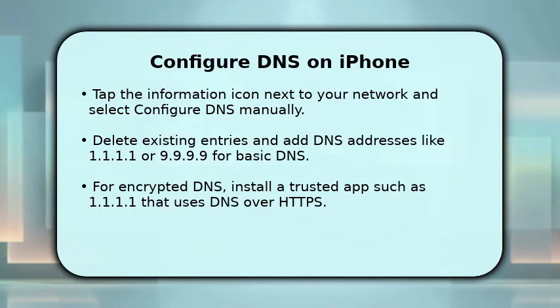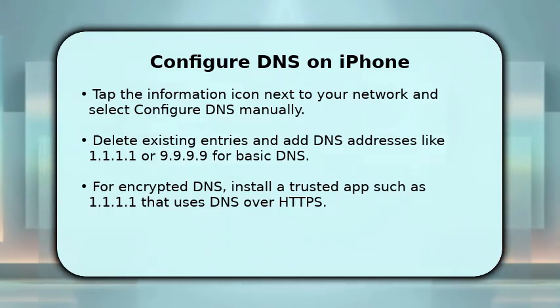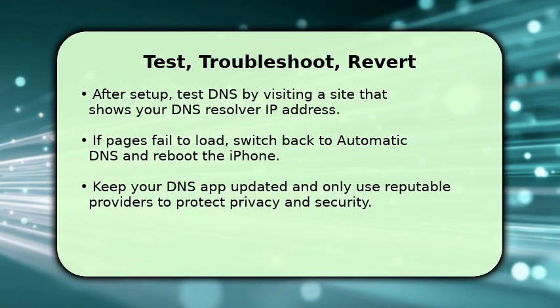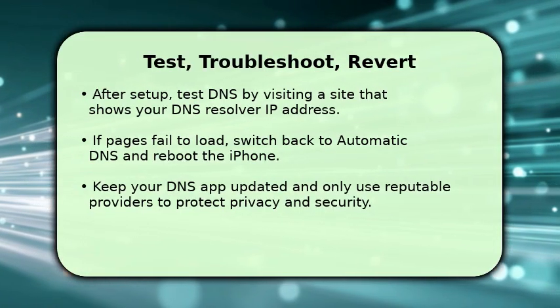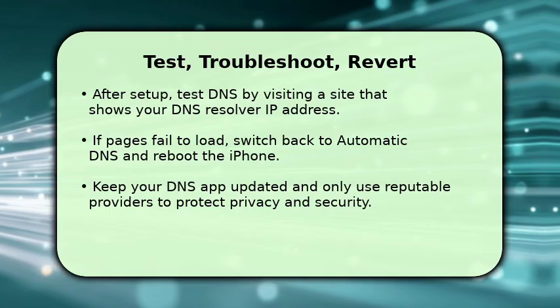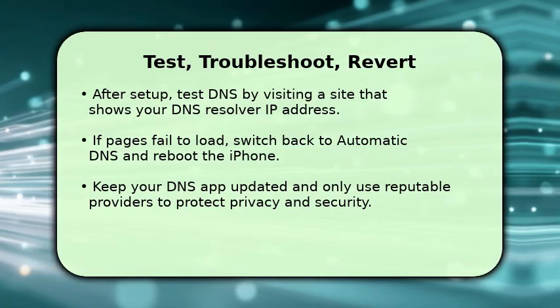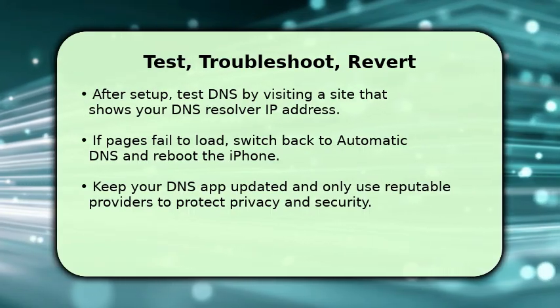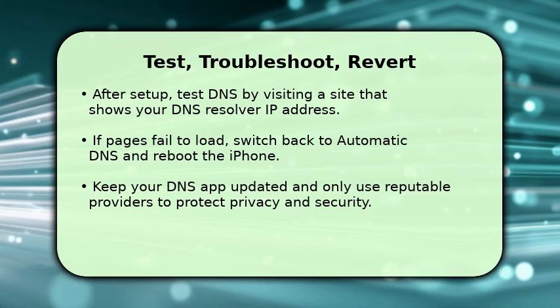After setup, test DNS by visiting a site that shows your DNS resolver IP address. You can also use the app diagnostic tools or run a lookup in a terminal app. If pages fail to load, switch back to automatic DNS and reboot the iPhone. Check that the VPN profile is allowed and that the DNS provider supports your region.